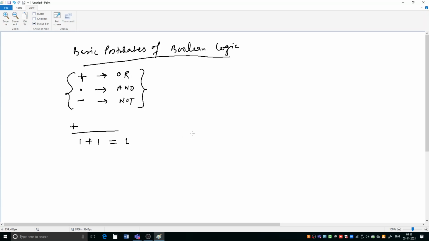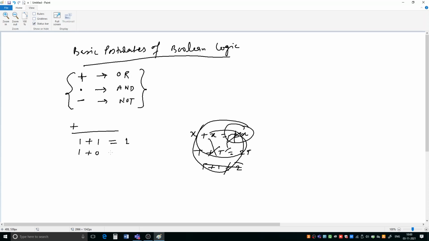If you are writing true plus true, it will not be 2 true. In general algebra we write x plus x as 2x, but here 2 is not allowed. You can't write t plus t equal to 2t. It is not possible in Boolean algebra. Always keep this in mind. So 1 plus 1 is 1, 1 plus 0 is 1, 0 plus 1 is 1, and 0 plus 0 is 0. That is the basic rule.